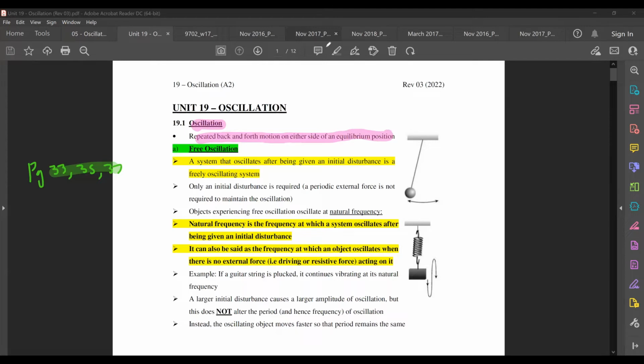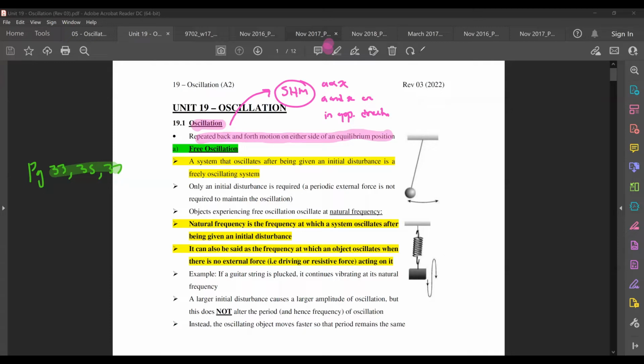And then from there, I mentioned to you that oscillation has a very special kind of oscillation called simple harmonic motion. Simple harmonic motion is actually just a very special kind of oscillation where a is proportional to x, and a and x are in opposite directions. That was what we went through recently.